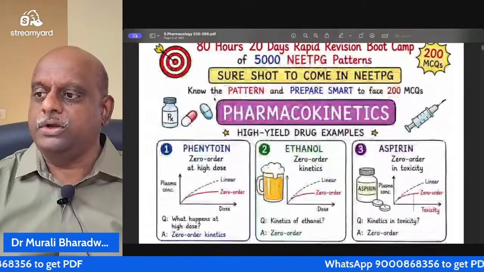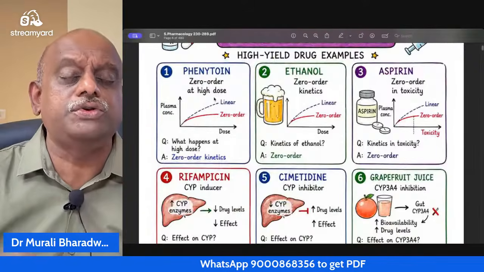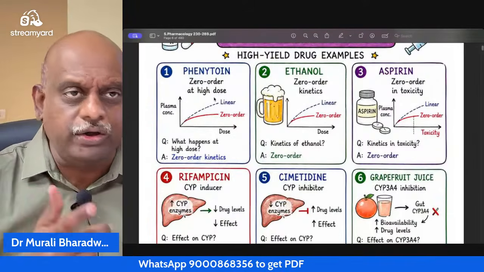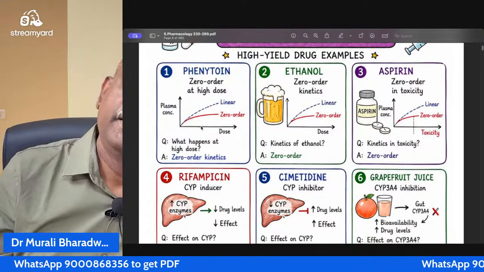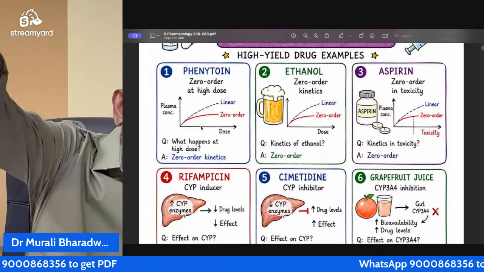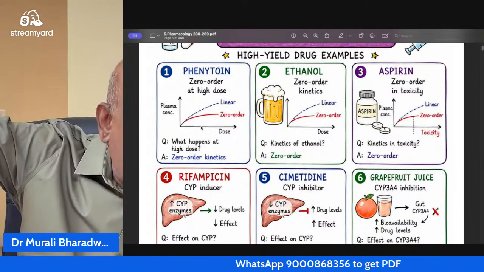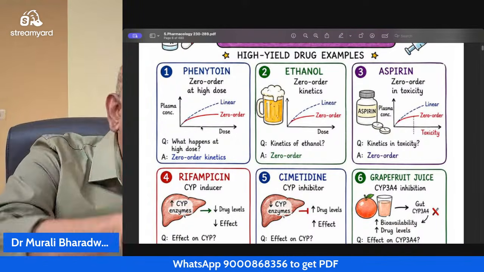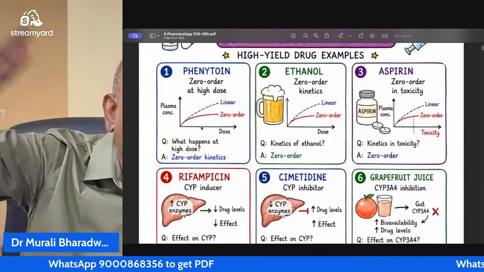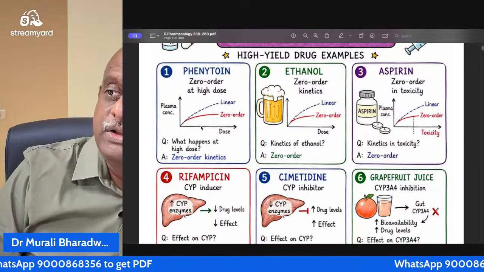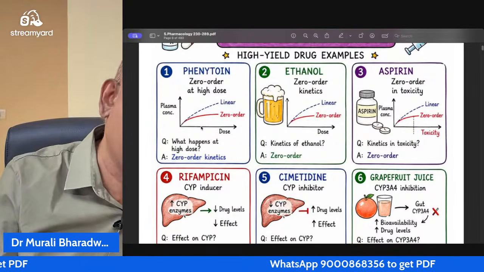So now, doctor, which kind of drugs classically follow zero order kinetics? Phenytoin, zero order kinetics. That means when the drug reaches a toxic level, you want it to be cleared faster. But if it is a zero order kinetics drug, it takes a longer time to clear. That's the reason zero order drugs typically are dangerous, like phenytoin.